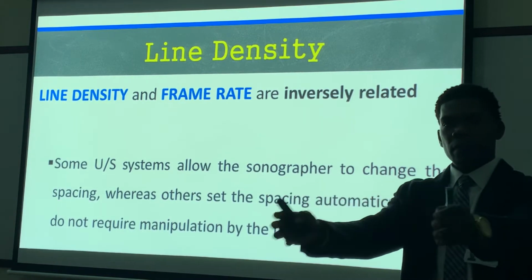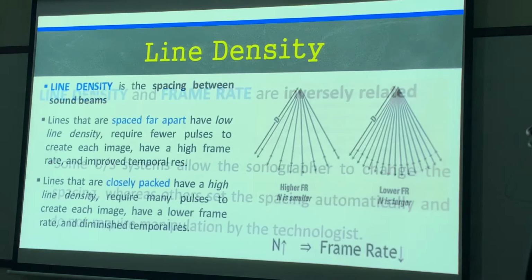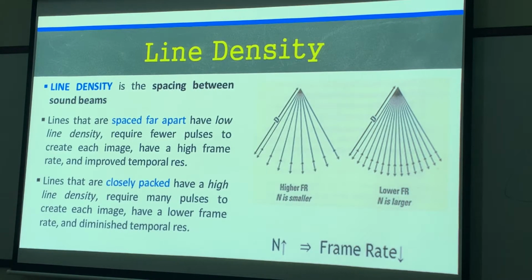You got me? Can you go back 1 slide? On the lower frame rate, the line density is larger, but the distance between the 2 sound beams looks smaller than the other one. My line density is high. I have a high line density, because I'm having more lines per image. Remember, density is the amount of lines, and the amount of lines in this one image is a lot more than this image.